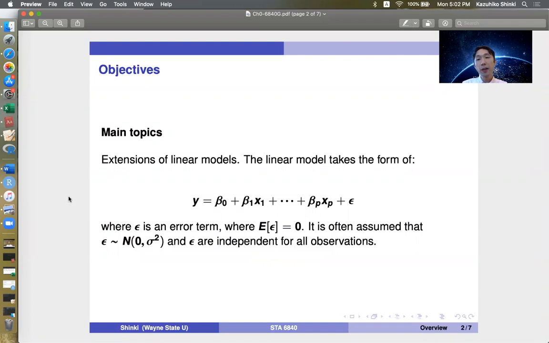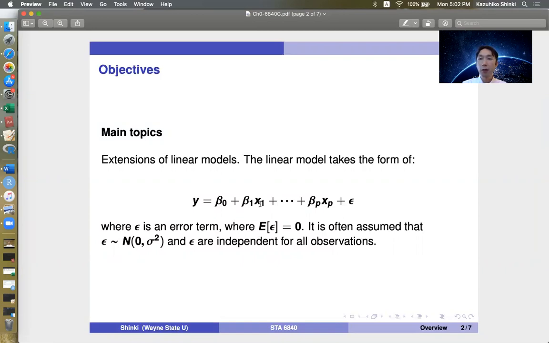Remember that the linear model takes the form: y is equal to beta naught plus beta 1 x1 up to beta p xp plus epsilon. Here, x1 to xp are predictors and y is the response. So these are given by data.